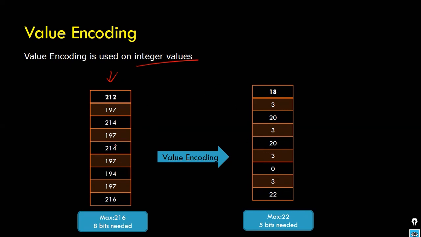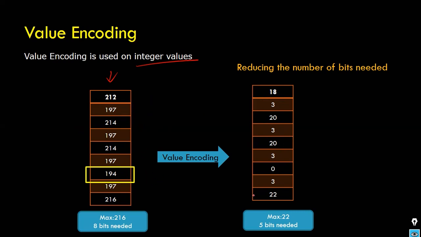How is it possible? What happens here is it takes the minimum value. What is the minimum value in this data set? 194. It subtracts 194 from each and every value. So 212 minus 194 is 18. If you add 18 back, you get 212, correct. And 197 minus 194 is 3. Likewise, it takes the minimum value from your original column and subtracts it from each and every value.